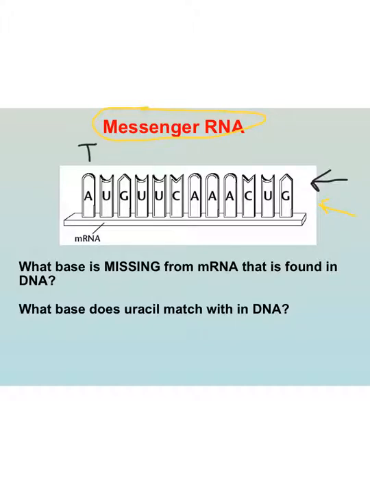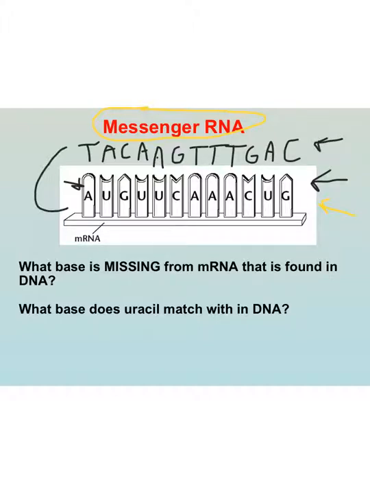T would make the A in mRNA. Then A gives you the U. C goes with G. A goes with U. A goes with U. G goes with C. T goes with A. T goes with A. T again goes with A. G goes with C. A goes with U. And G goes with C. So, this sequence of bases in DNA would make this exact sequence in a messenger RNA molecule.